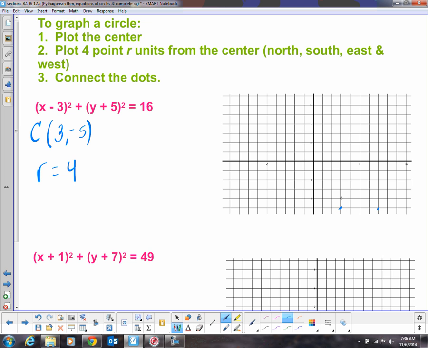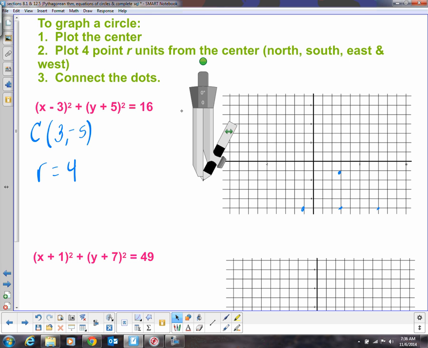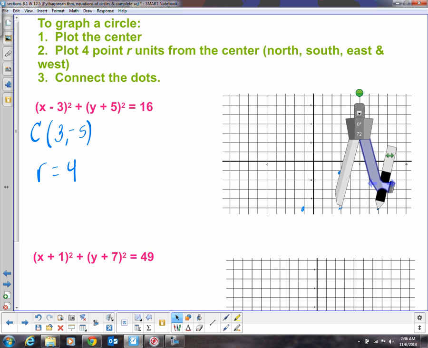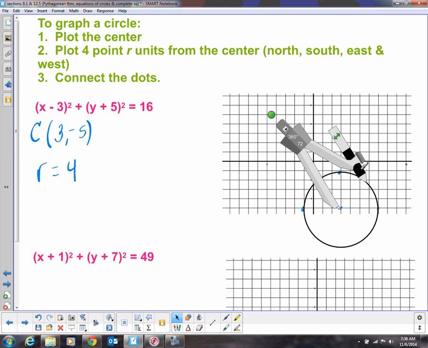I can go left, up 4. 1, 2. 1, 2. All right, so I have a problem going down 4, don't I? But you know what I'm going to do? I'm not going to worry about it because I've got my compass, and I'm going to put my compass on the center. And I'm going to open it up to over here, and then I'm going to draw my circle.